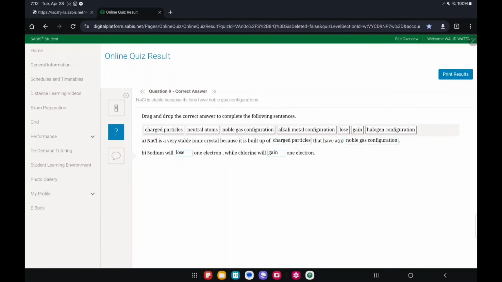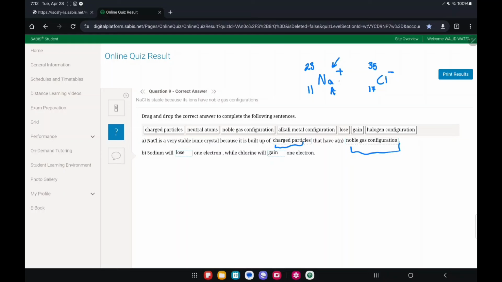Okay, NaCl is a very stable ionic crystal because it's built of charged particles that have a noble gas configuration. For example, NaCl, right? Na plus, Cl minus. That means it loses, right? So Na was 11 and 23. Cl was 17 and 35, if I'm not wrong. Yeah, 17 and 35.5, or 35, it doesn't matter.